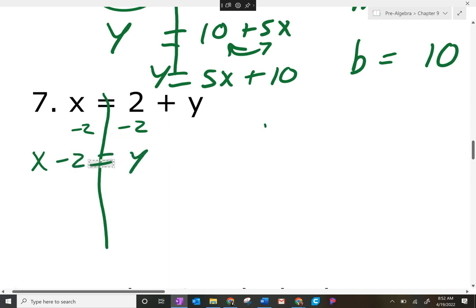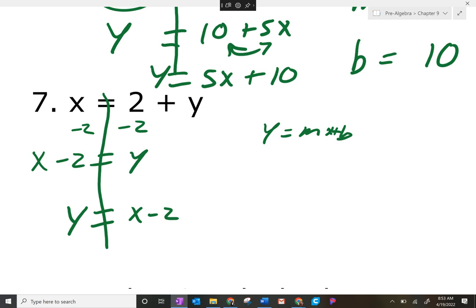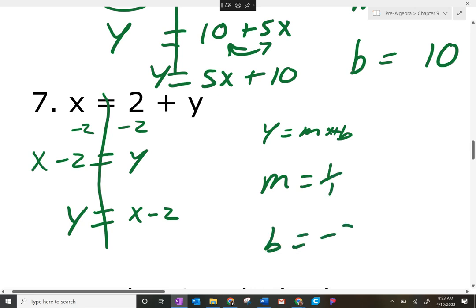Well, the format we were doing before was y equals mx plus b. So if this is y, I can just flip sides without having to change any signs. Because if 2 minus x equals y, y also equals x minus 2. Okay, now it's in the right format. M value is going to be what? 1 over 1. B value is -2.